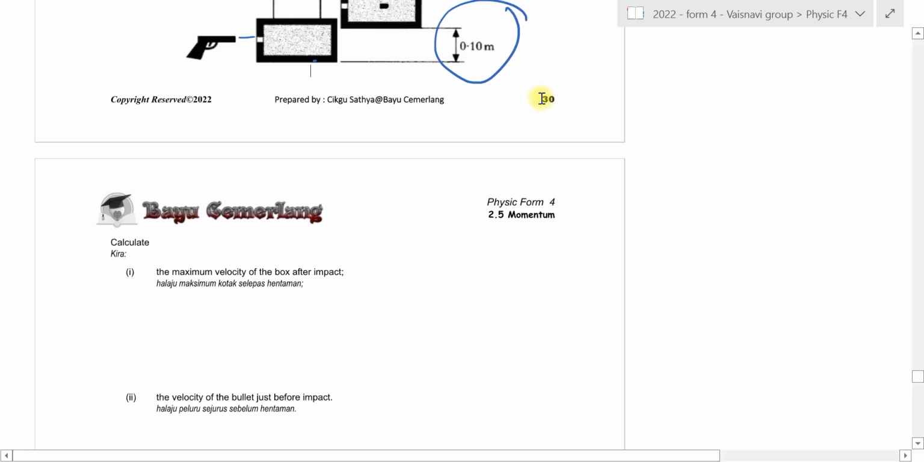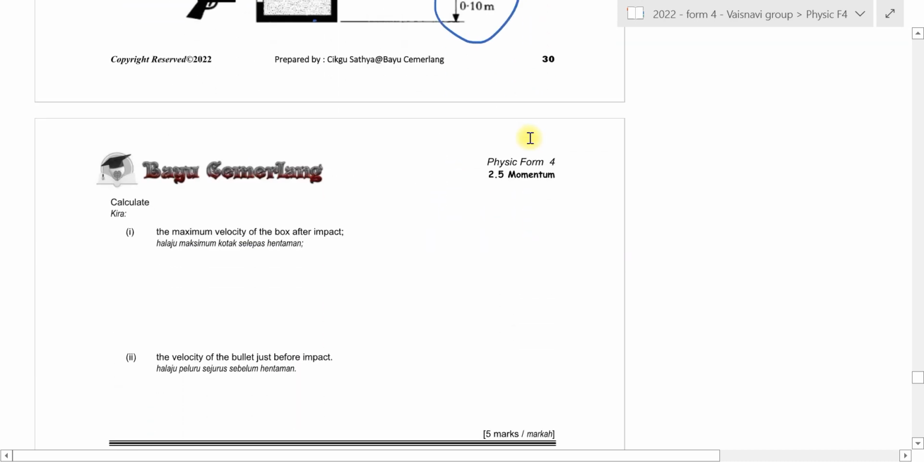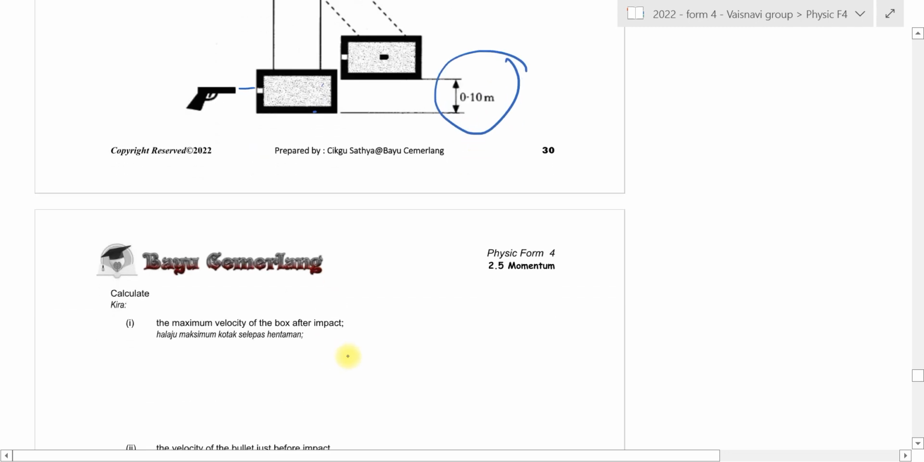After the impact. Lepas kena, berapa dia punya. Okay, after the impact, baru sandbox ni dia naik ke atas. Dia naik ke atas at the height of 0.10. So saya ada S equal to 0.10. Okay. And maximum velocity after the impact.